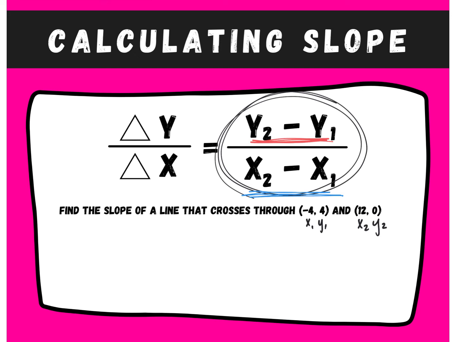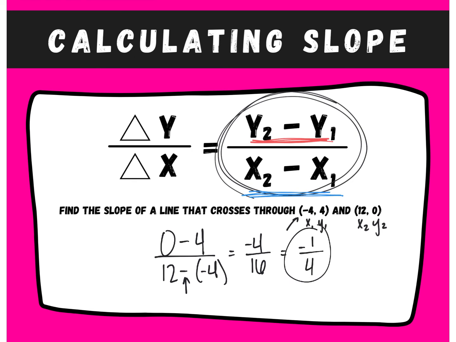Now, when we're plugging those into this formula, y2 minus y1, we're finding the difference in the y values. So my y2 value is 0, my y1 value is 4, and I'm subtracting them. My x2 value is 12, and my x1 value is negative 4. Be careful here that you still subtract, even though there's a negative 4. You end up with 2 negatives. That's important, and you can't change that. Now, 0 minus negative 4 is negative 4. 12 minus negative 4 is the same as 12 plus 4, which is 16, which tells me that my slope in this example is negative 1/4.